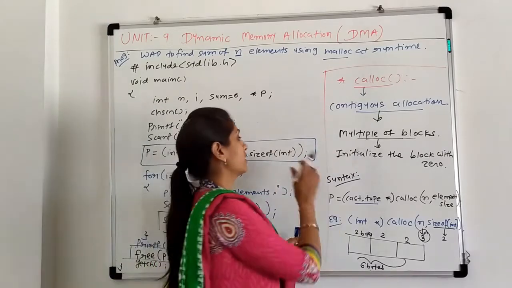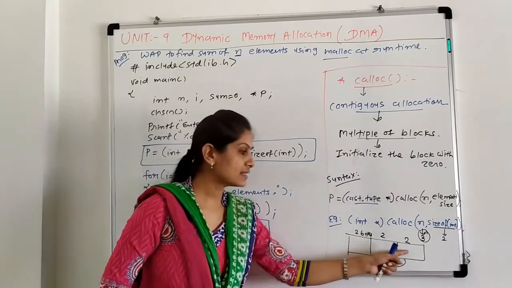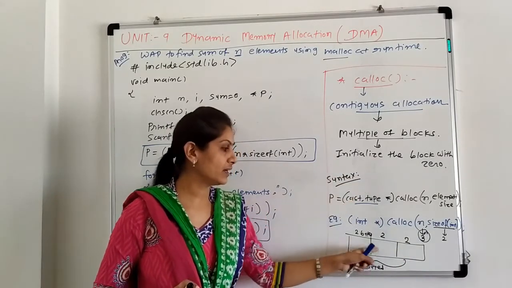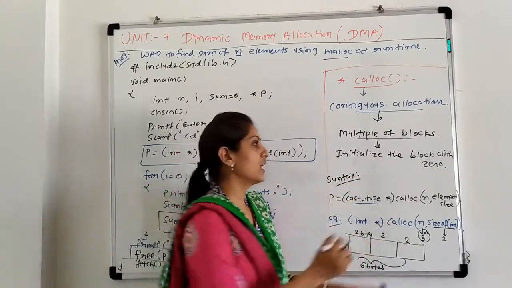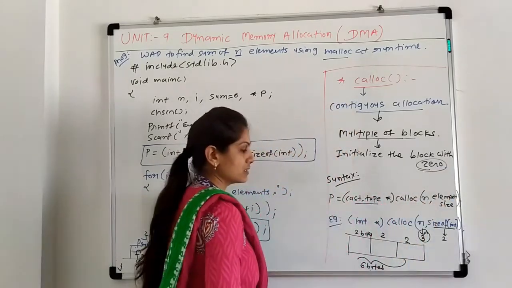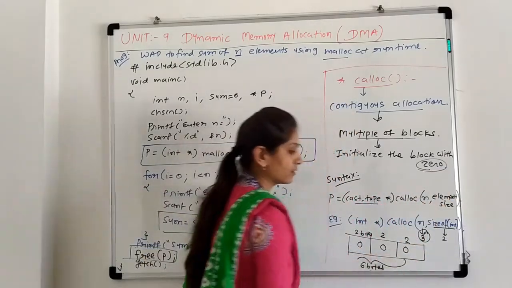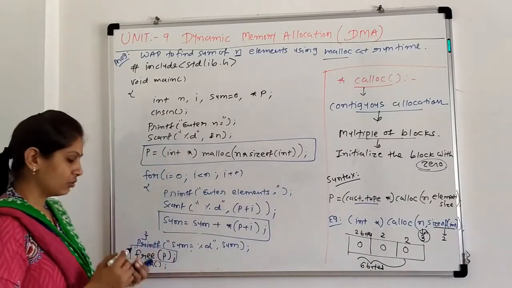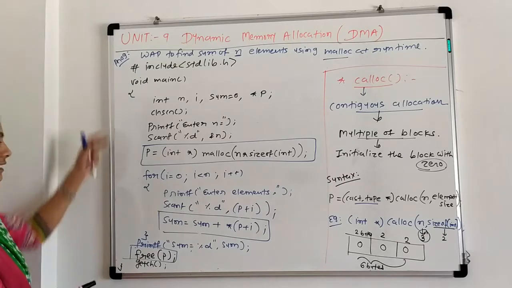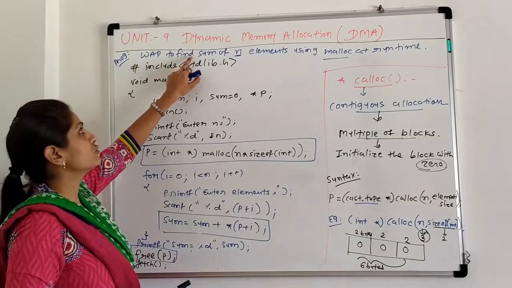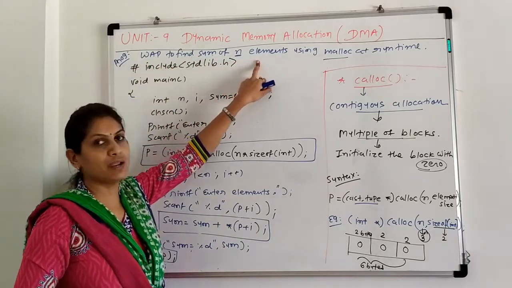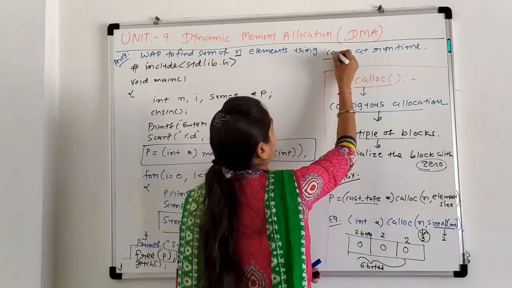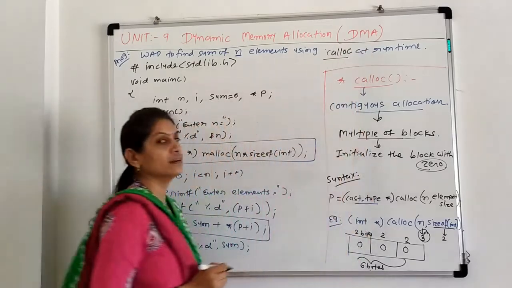The second difference is what? In malloc, the initial value is always garbage. But whenever you are creating with the calloc function, then it initializes with 0. So by default the value of that block is 0. Clear? So the same program we are discussing here. Write a program to find the sum of n elements using, not malloc function, now using calloc at runtime.